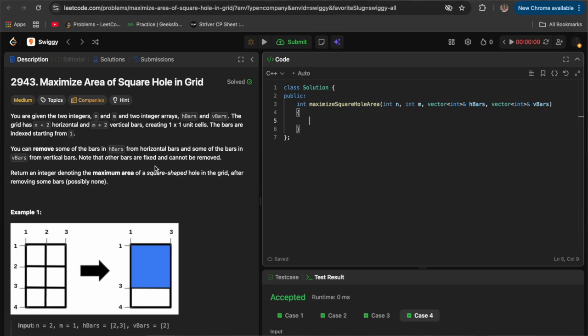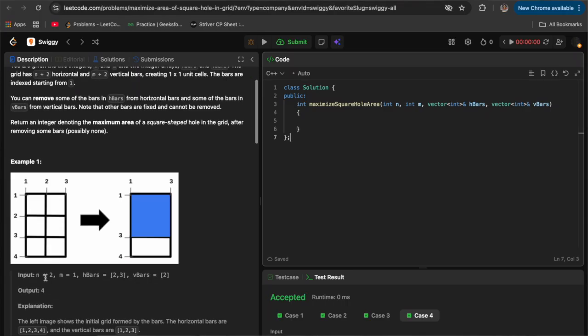They'll give only the number of middle bars. Like if they say n is equal to 2, we have to take it as 4, because n equal to 2 means two middle bars, and the first and last bar we have to assume. And m equal to 1 means one vertical bar, but with the first and last bar we basically have three vertical bars and four horizontal bars.